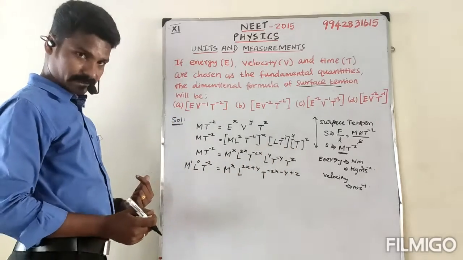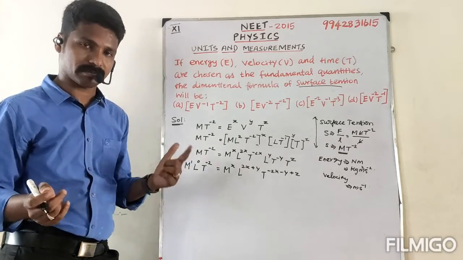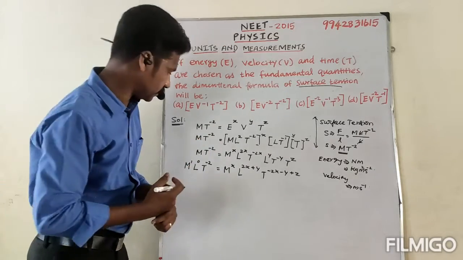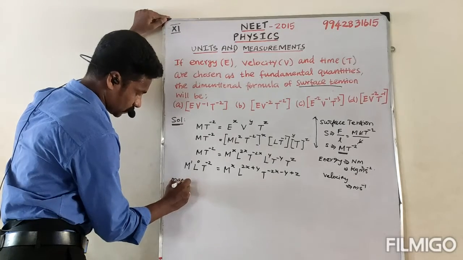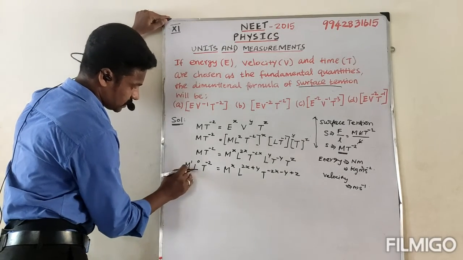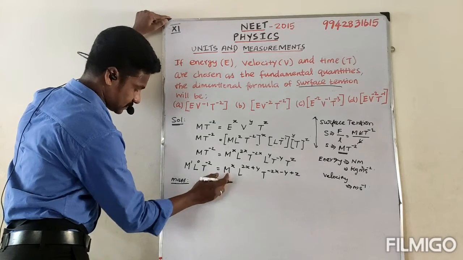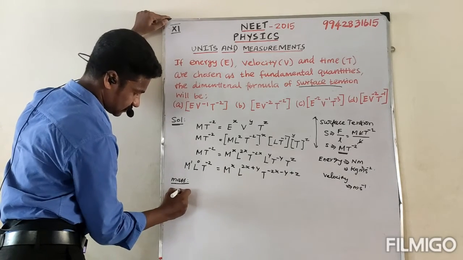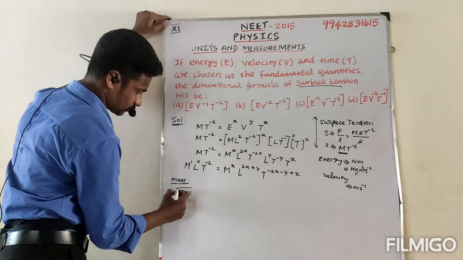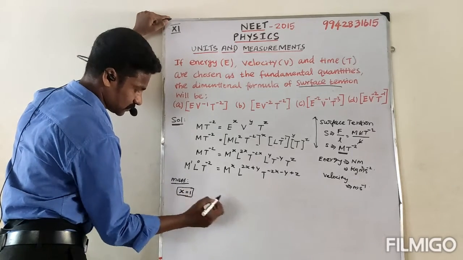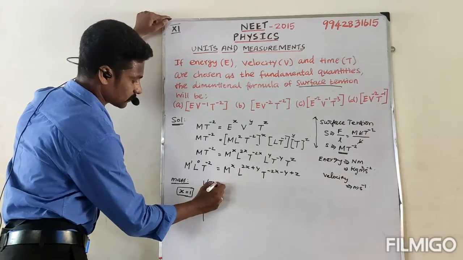Now we have to compare the left side and the right side. You know very well, if the base values are equal, the power values will also be equal. So first of all we take the mass factor. Here the mass power on the left side is 1, and on the right side it is X. So X is equal to 1, because the base is equal, so the power is also equal. That is the concept.